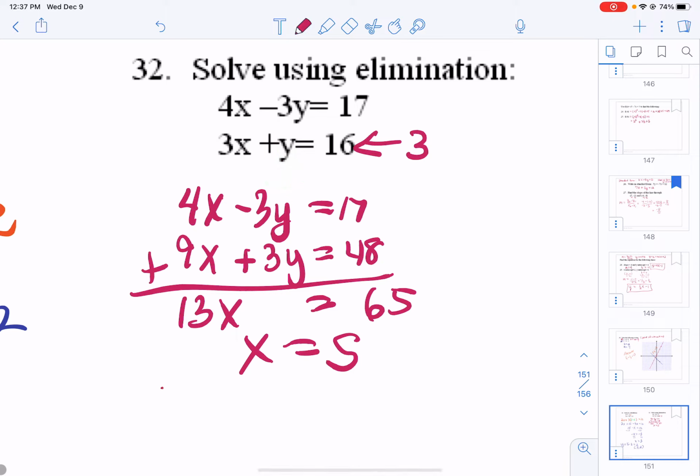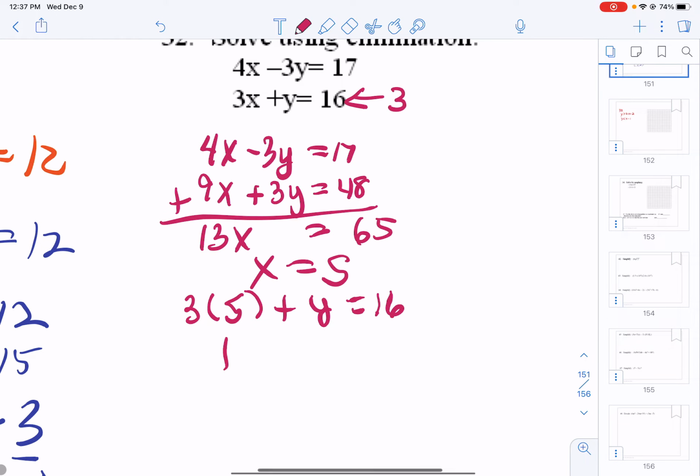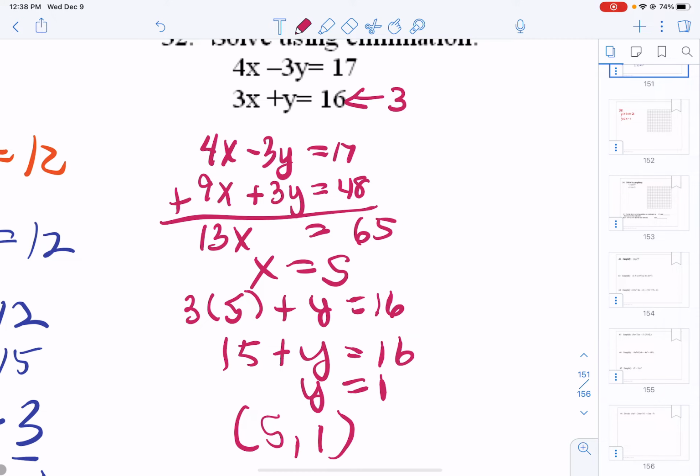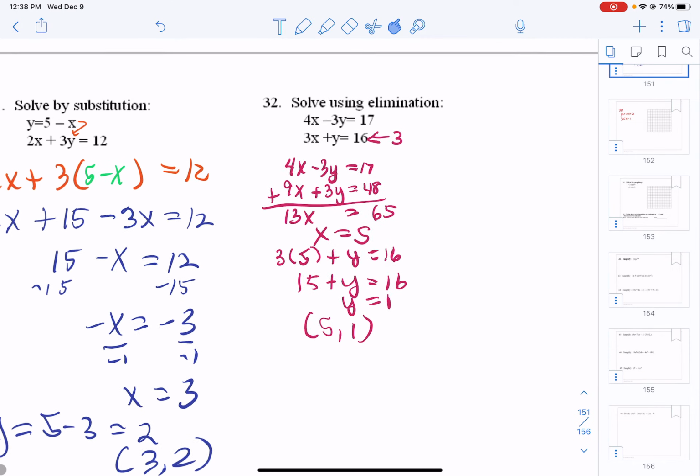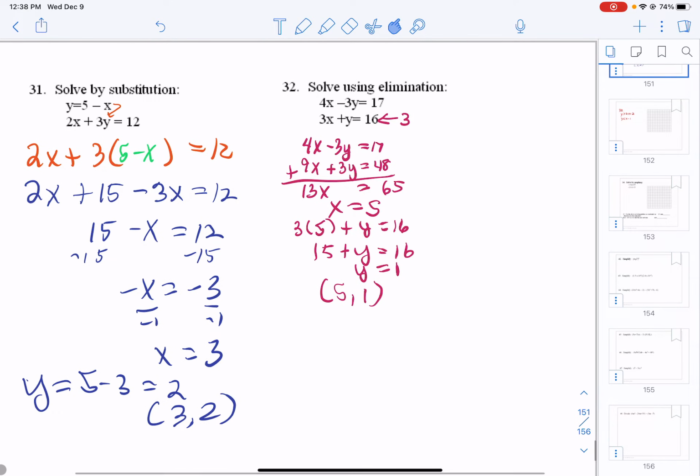So it says that 3x plus, I'm sorry, I'm thinking ahead of myself. 3x plus y equals 16. So 15 plus y equals 16. If we subtract off the 15, y is equal to 1. Write it as a point. They intersect at the point 5, 1. So there's how you would solve it algebraically. So there's 31 and 32.